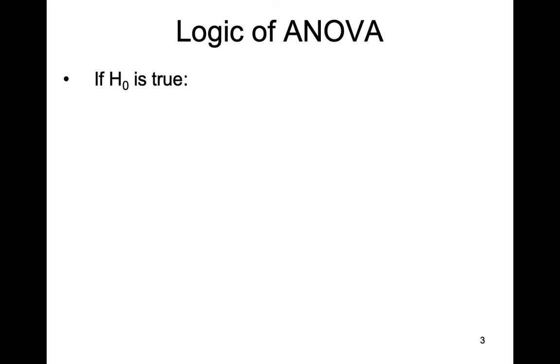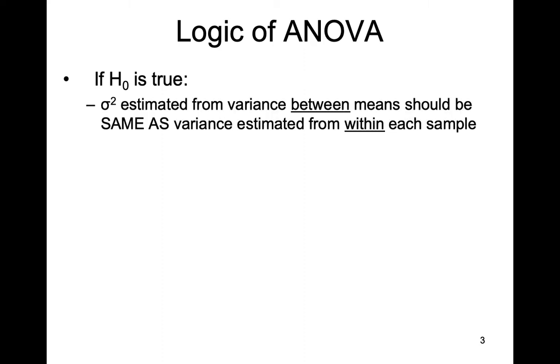So here's the logic. If the null hypothesis is true, then population variance that is estimated from variance between means should be the same as the variance estimated from within each sample. So we can imagine that we've got three different groups of people. In the previous example, we talked about people that had different attachment styles. They could be securely attached, avoidantly attached, or anxiously attached. If the null hypothesis is true, those populations are identical. Same mean, same variance, same shape.